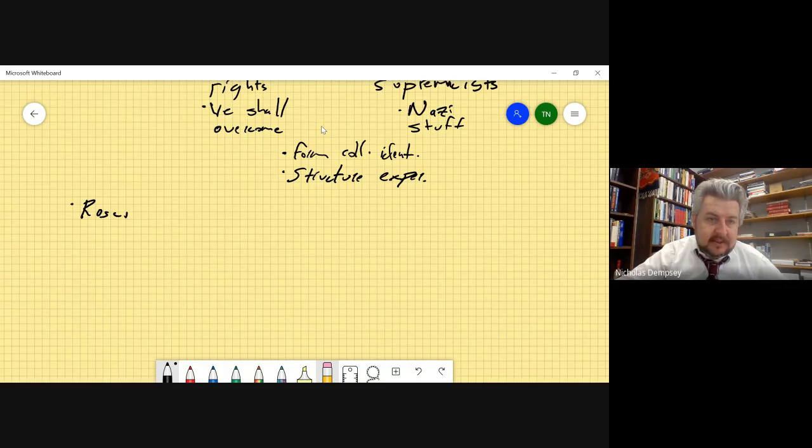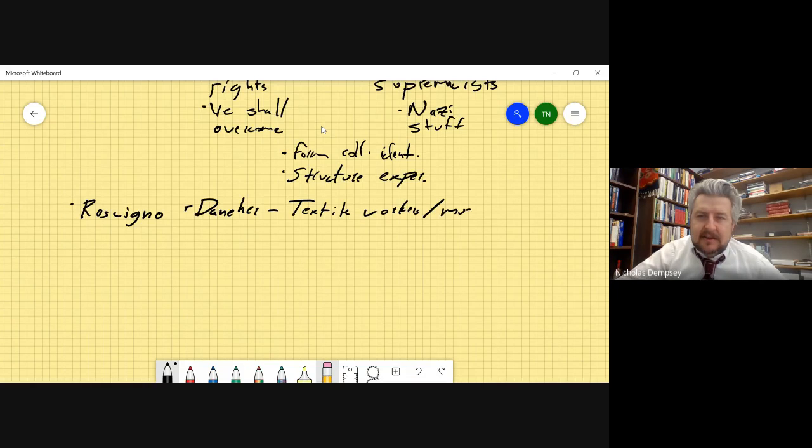Then with Rocinio, boy, that's a complicated name, Rocinio and Danaher. This was with the textile workers and music in the Great Depression. And overall, the point here is media's role in collective action.